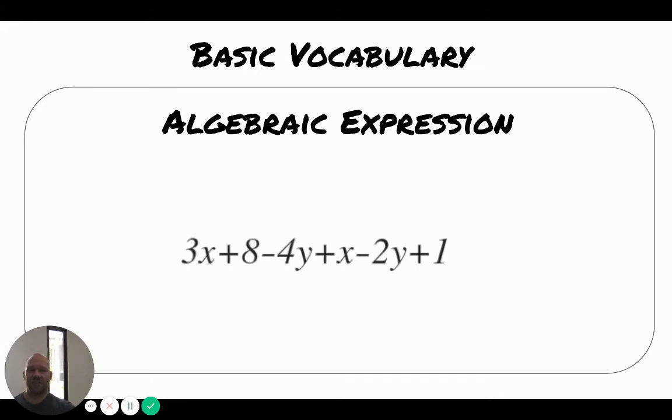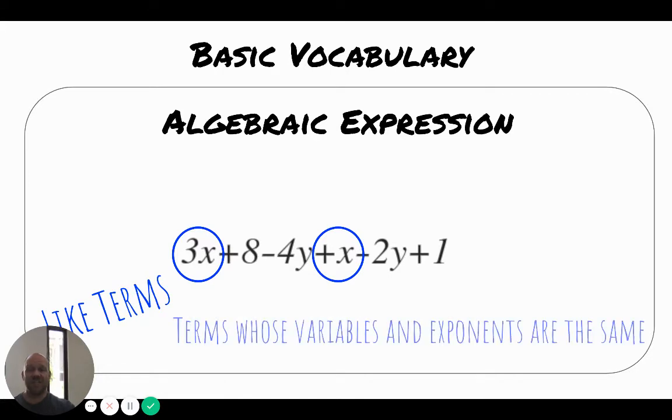So if I've got an algebraic expression like this, 3x plus 8 minus 4y plus x minus 2y plus 1. That's an expression. There's no equal signs. I've got numbers and symbols and operators in there, but that is not simplified. If you look at the first and the fourth term, 3x and plus x, those are considered like terms.